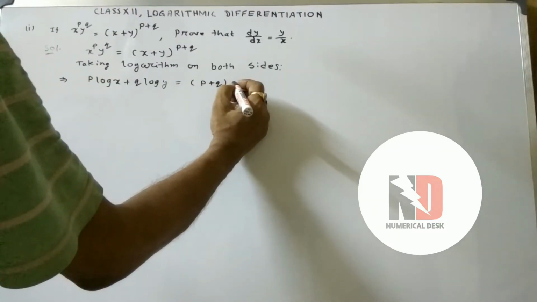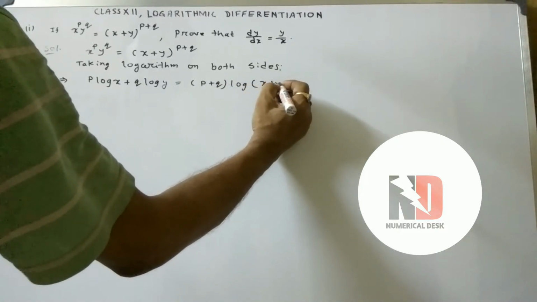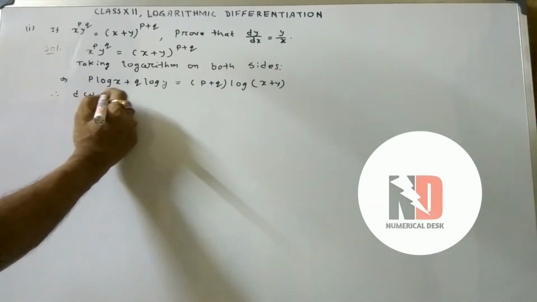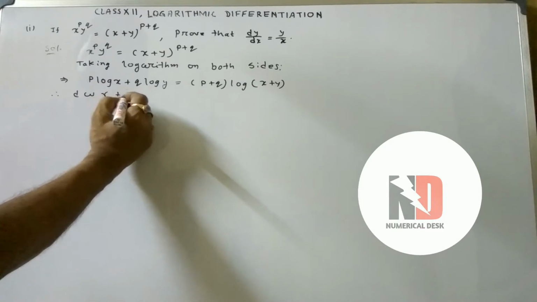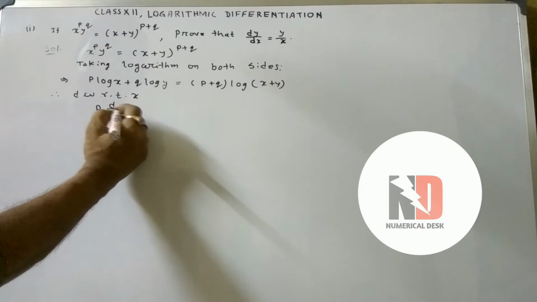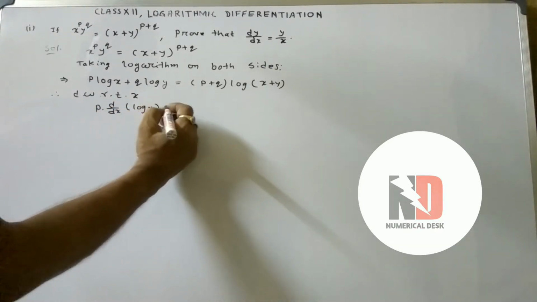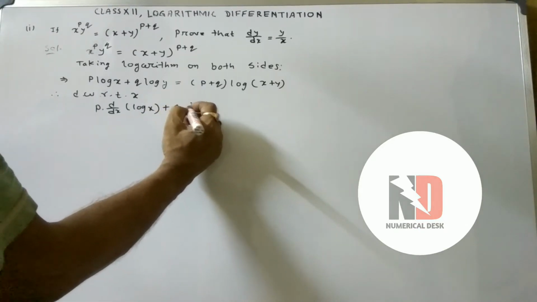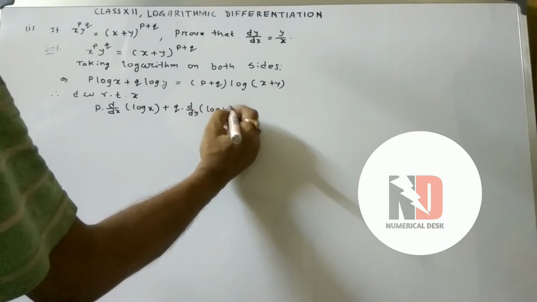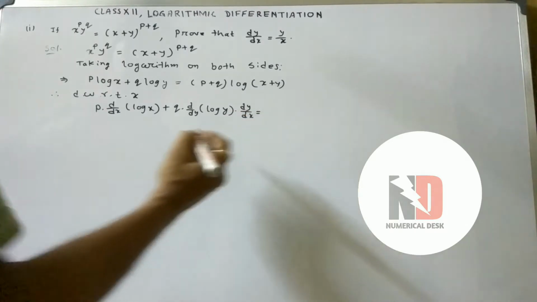So this is p log x plus q log y, and on the right hand side p plus q into log of x plus y. Always remember, in calculus the base of log is e always. Now differentiating with respect to x, so it is p constant into d by dx of log x plus q constant into d by dy of log y, because we are differentiating with respect to x.